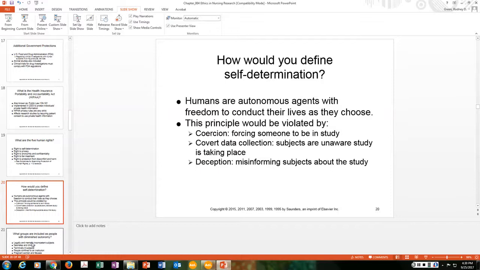The principle of self-determination would be violated if subjects are unaware that the study is taking place. And the principle of self-determination would be violated if there's deception, that is, misinforming subjects about the study, not giving them complete information.